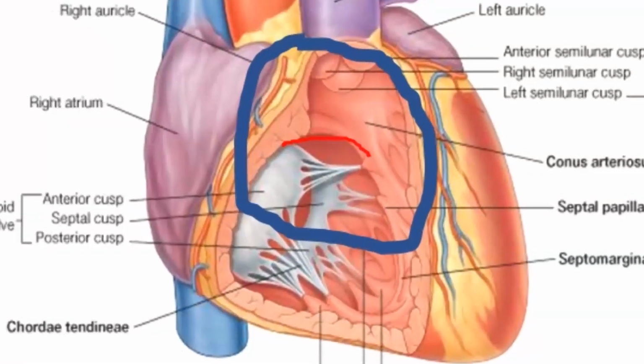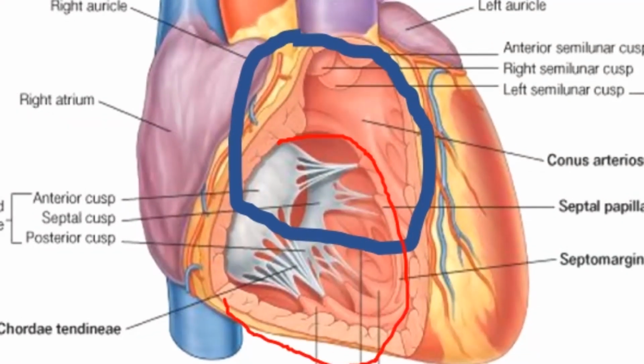This region here is the inflowing part, the area I just marked. Please ignore the blue part. The area I just marked is the inflow part. This is the rough part of the interior of the right ventricle. As you can notice, the rough areas.